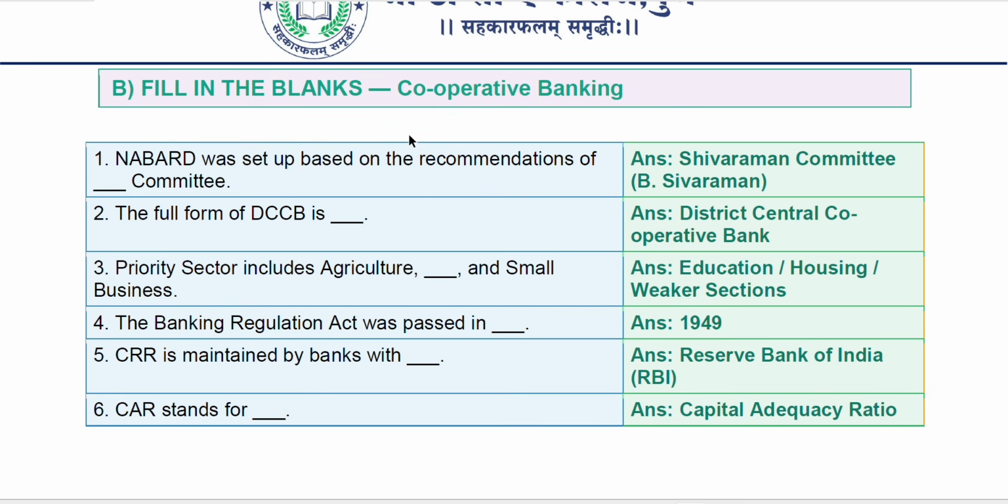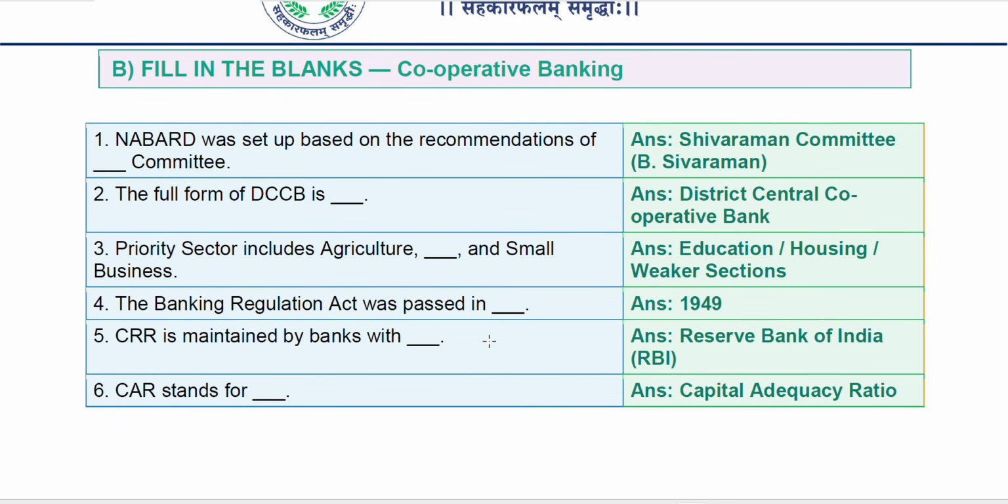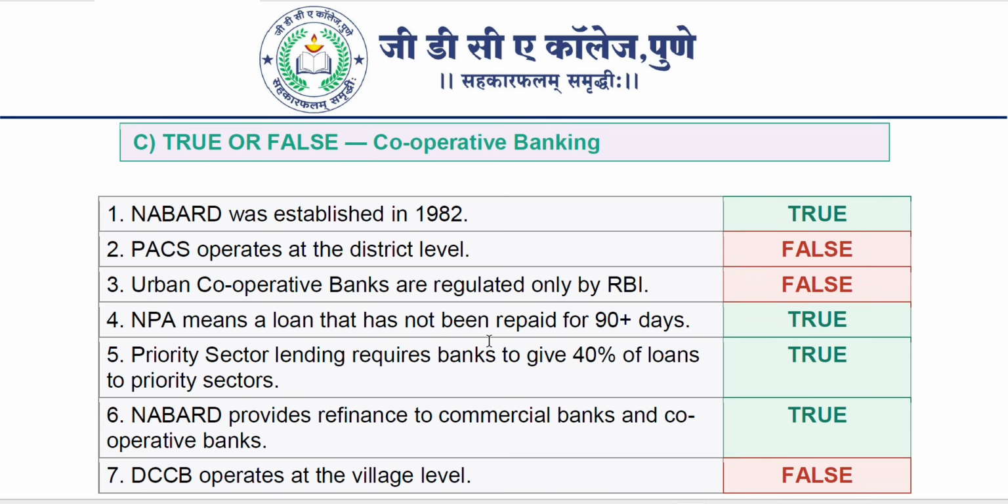Fill in the blanks for cooperative banking. NABARD was set up based on the recommendations of the Shivaraman Committee, B. Shivaraman. The full form of DCCB is District Central Cooperative Bank. Priority sector includes agriculture, small businesses, education, housing, and weaker sections. The Banking Regulation Act was passed in 1949. CRR is maintained by banks with the Reserve Bank of India. CAR stands for Capital Adequacy Ratio.